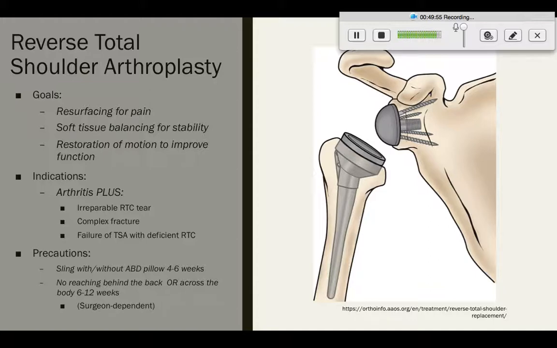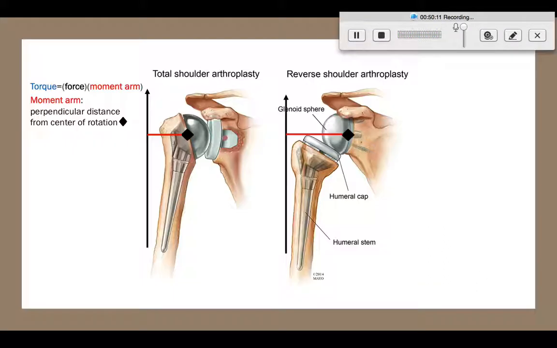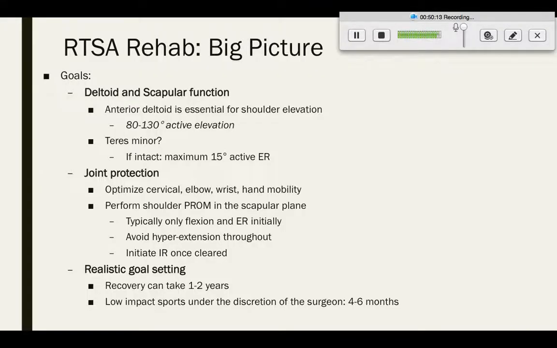So the pattern of dislocation following this procedure is going to be combined internal rotation, adduction, and extension. So educate your patients. Keep elbows and hands in direct line of sight the entire time. Don't reach behind your back or across the body. And then big picture rehab for a reverse.